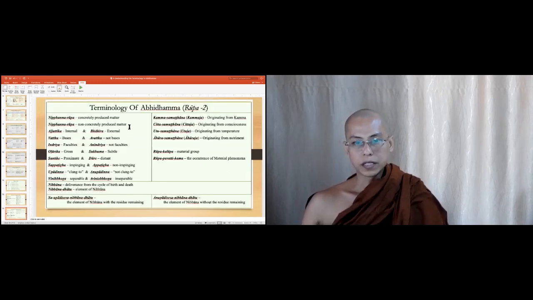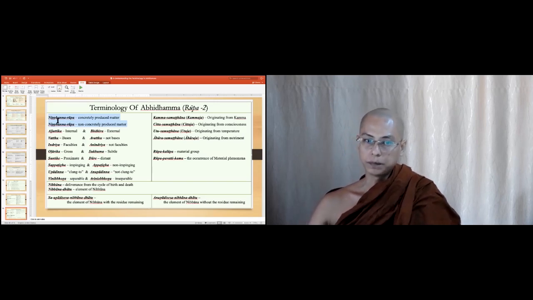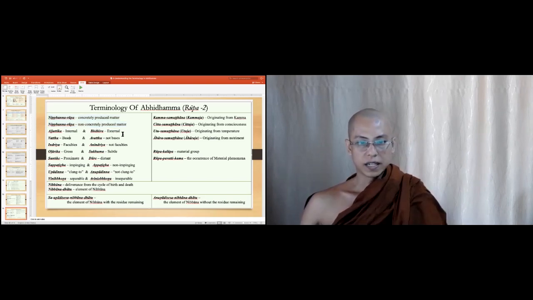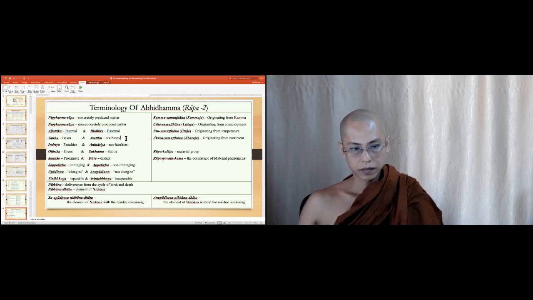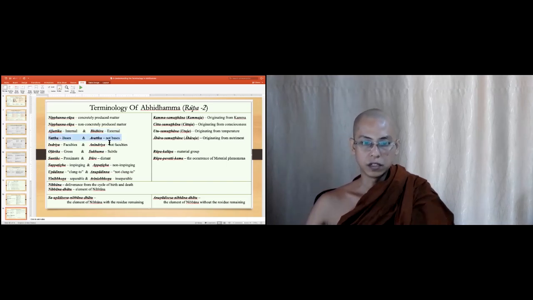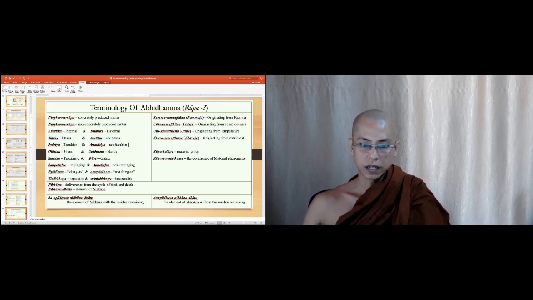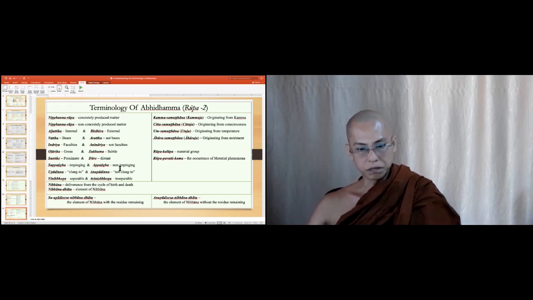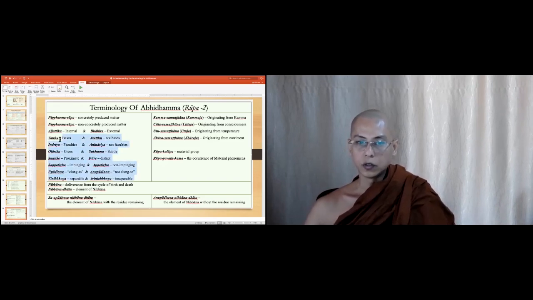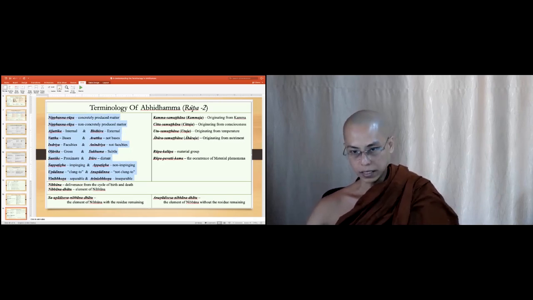Then the 28 rupa can be divided into two in another way, nipphanna rupa and anipphanna rupa. Nipphanna is concrete, anipphanna non-concrete. And also another classification, ajjhattika and bahira. Ajjhattika is called internal and bahira external. Then vatthu, base, avatthu, not base. Indriya, faculty, and anindriya, not faculty, etc. So this is also a classification of the term. We will see it in the Rupa chapter, the classification in the specific materiality.